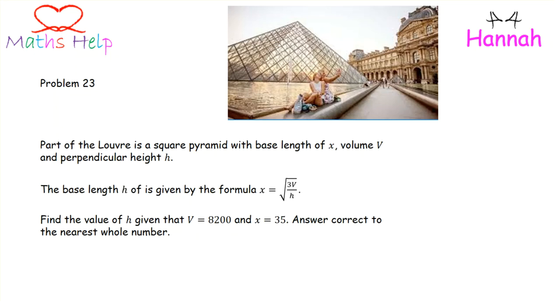Part of the Louvre is a square pyramid with base length of x, volume v, and perpendicular height h. So we've got the square pyramid up here in the Louvre, and the base length is given by the formula x equals the square root of 3v over h. Find the value of h given that v equals 8,200 and x equals 35. We need to answer correct to the nearest whole number.